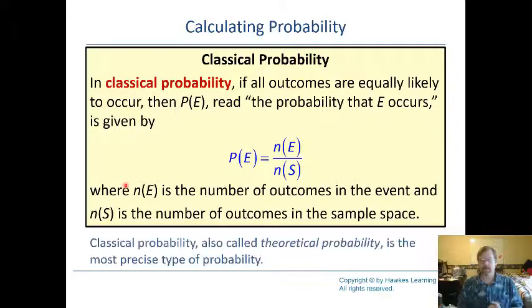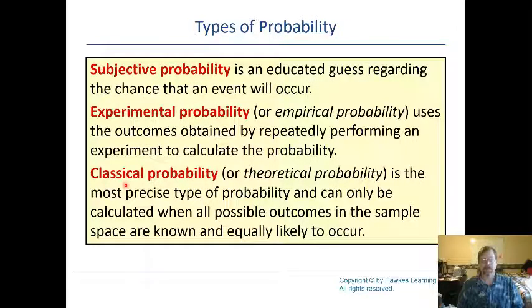This is also called theoretical probability, and it is the most precise type. So again, we've got an educated guess, what the weatherman might tell you. Hopefully it's a well-educated guess, and you can use it. You have the experimental probability, which is based on some number of experiments. And then you have classical probability, which is when you actually do know all the possible outcomes and everything about the sample space.